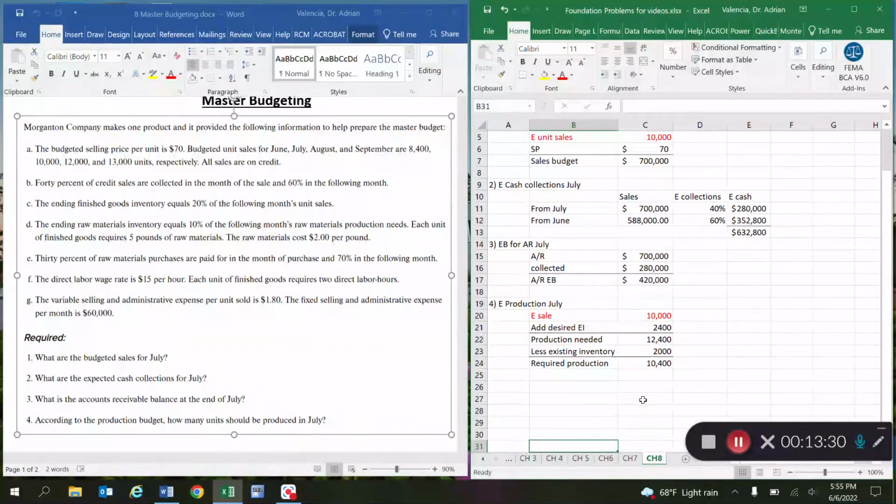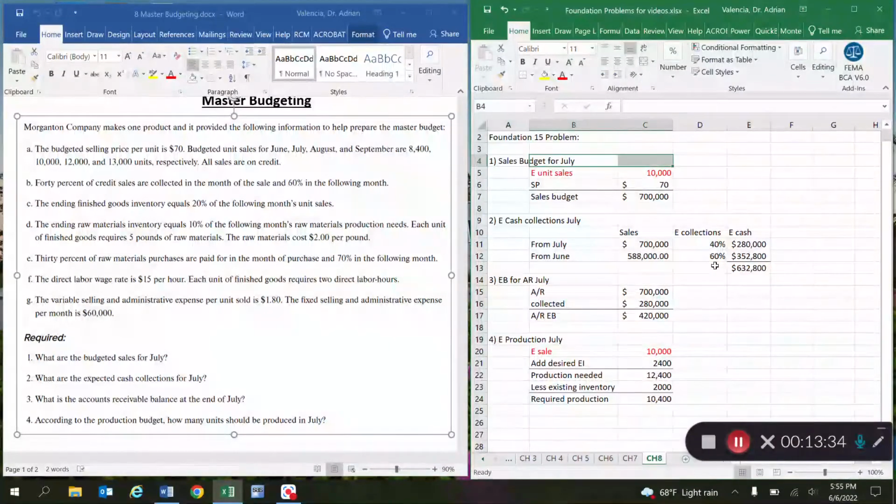Okay, so look at the sequence here. We figure out what we expect to sell. Based on that, we can see more or less what our expectations in terms of cash inflows for that month are. And based on that, then we say, well, to achieve that sales level, then I need to produce 10,400 units. And you start thinking about whether this amount of money you're going to be collecting is enough money to cover the resources to make these units.